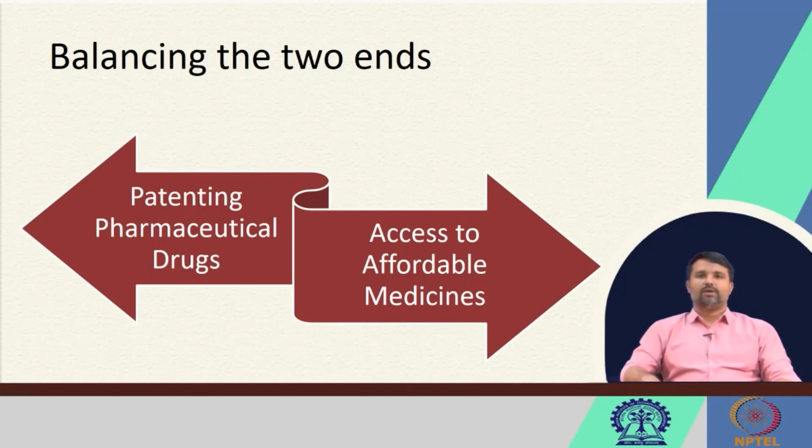So, this leads us to a problem where we have to balance two competing ends. On the one side, patenting of pharmaceutical drugs is desirable because it provides economic incentives to the pharmaceutical companies to invest in research and development of new drugs. On the other side, access to affordable medicines is hindered due to the grant of patents. So, governments, especially those in developing countries and underdeveloped countries, have this challenge to find a fine balance between these two competing interests.